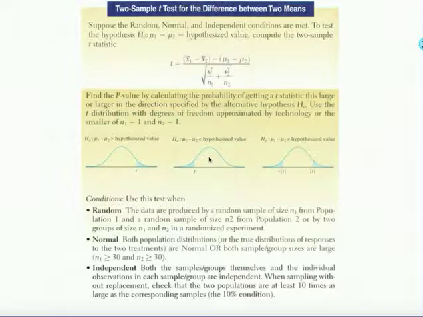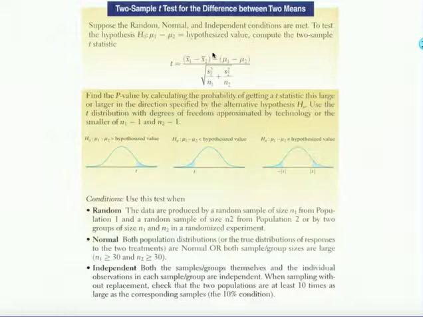Suppose the random, normal, and independent conditions are met. To test the null hypothesis, where mu1 minus mu2 equals the hypothesized value, compute the two-sample t statistic using this formula here. Find the p-value by calculating the probability of getting a t-statistic this large or larger in the direction specified by the alternative hypothesis. Use the t-distribution with degrees of freedom approximated by technology or the smaller of n1 minus 1 and n2 minus 1.